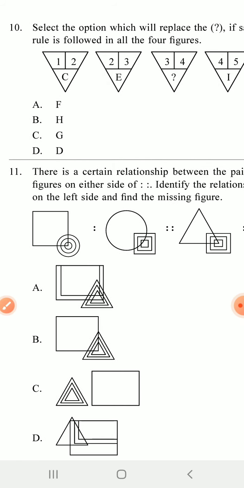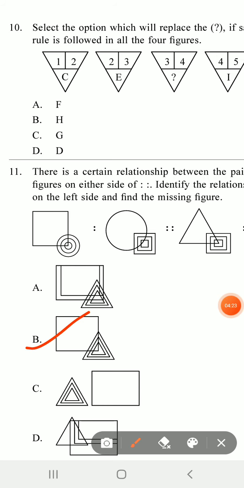So 11 B is the answer. In a square there is a triangle in the corner. So in this way you can get the answer.